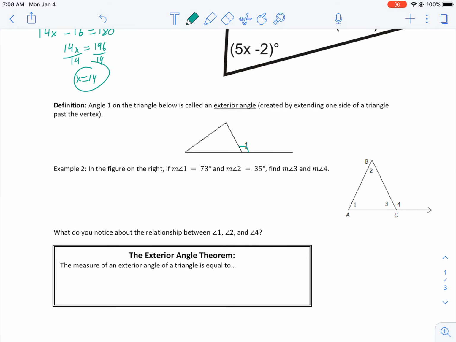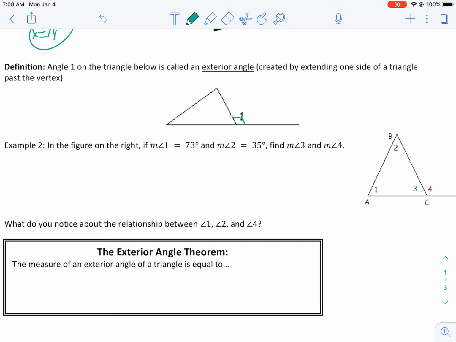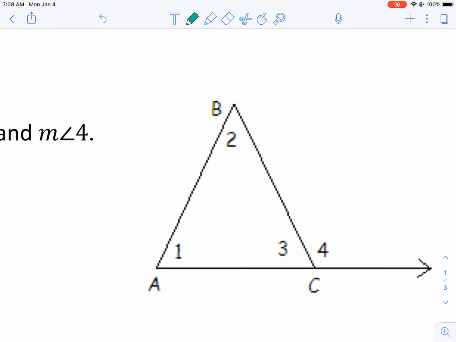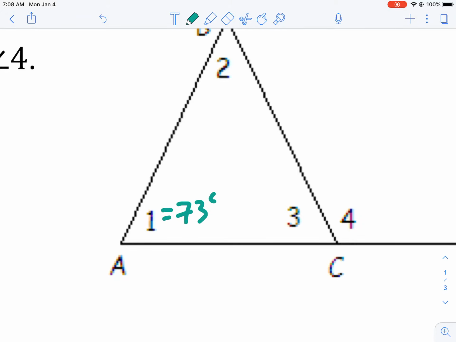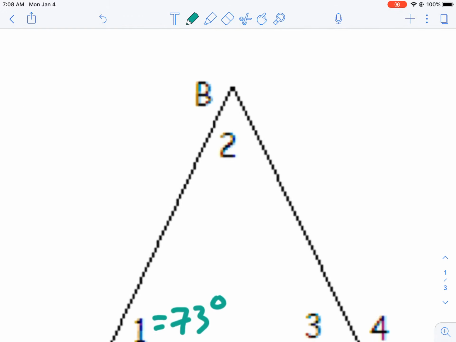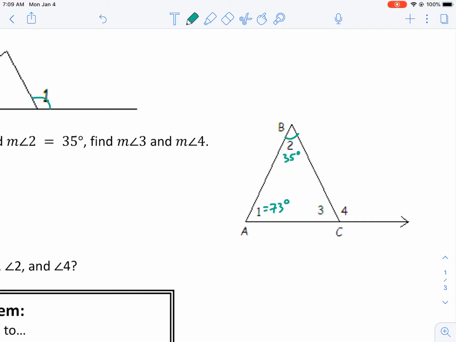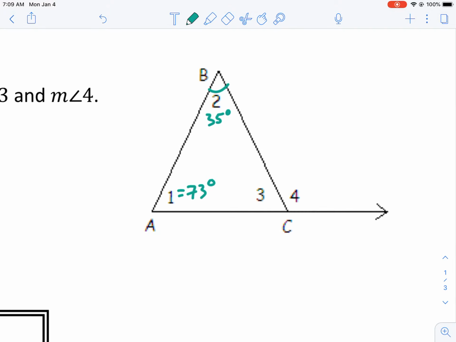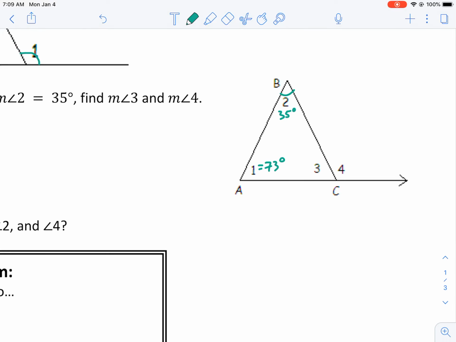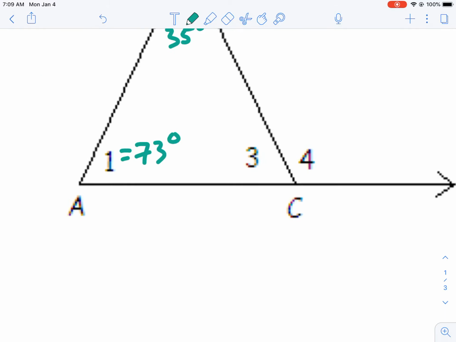The important part is, so we're going to do this example. So it says, in the figure on the right, angle 1 is 73 degrees. Okay? And angle 2 is 35 degrees. Find 3 and 4. So 3 should be easy to find, right? Because we know that those three angles add up to 180. So if we do 73 plus 35, that gives us 108. So if we do 180 minus 108, that gives us 72. So we know angle 3 is 72 degrees, right?